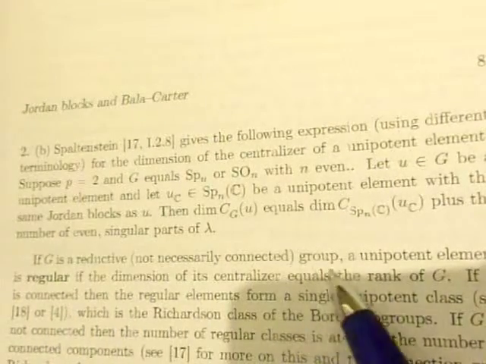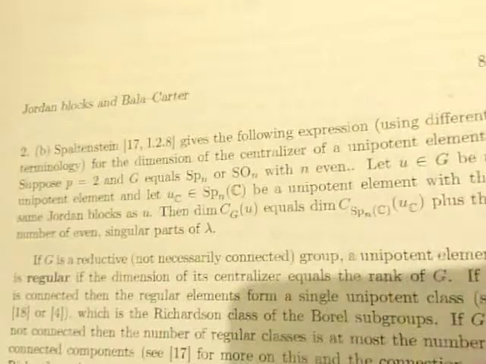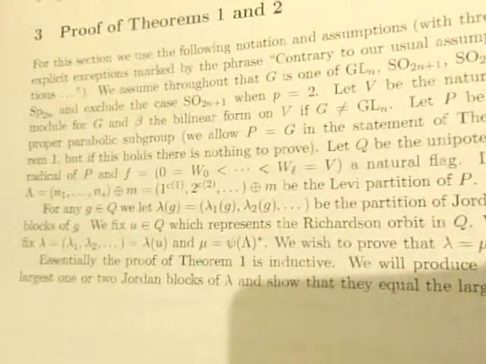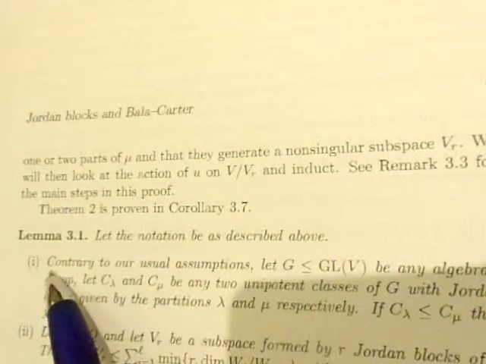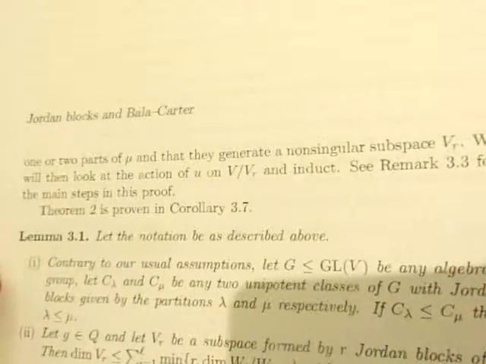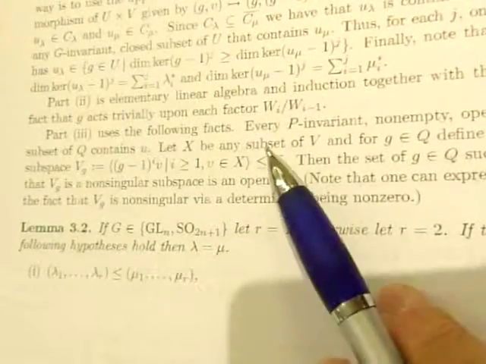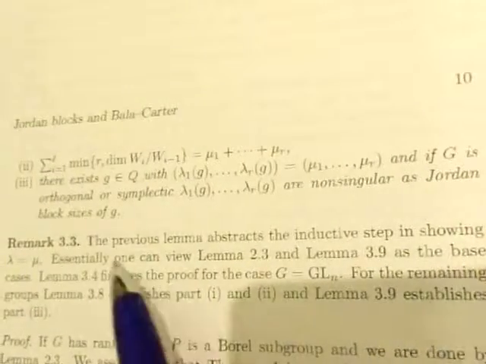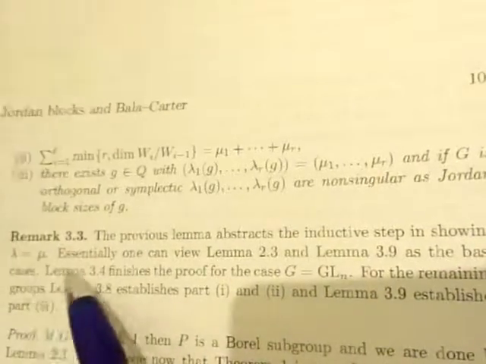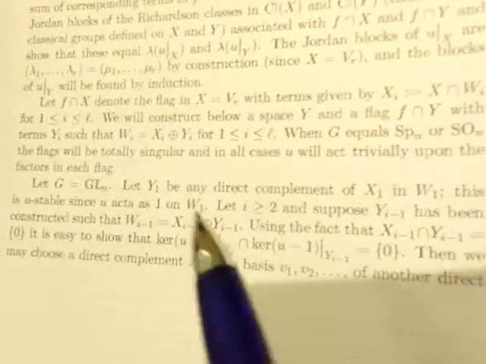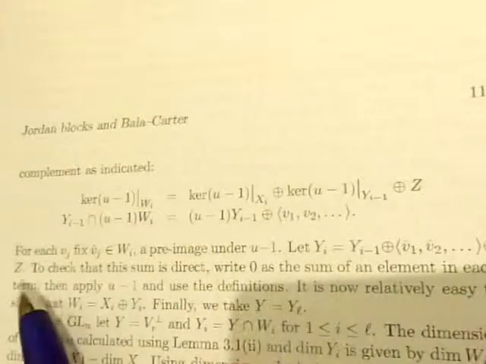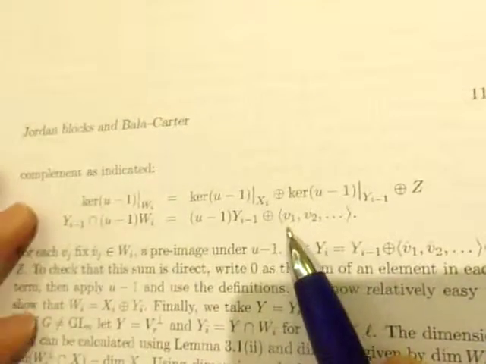If G is a connected group, the endpoint elements have a regular dimension equal to the rank of T. For this section we use the following notation and assumption. Contrary to the usual assumption, any algebraic group that holds, then was the previous abstract integral step showing. Let's see the direct complex, for each image under the check, the sum of the direct.